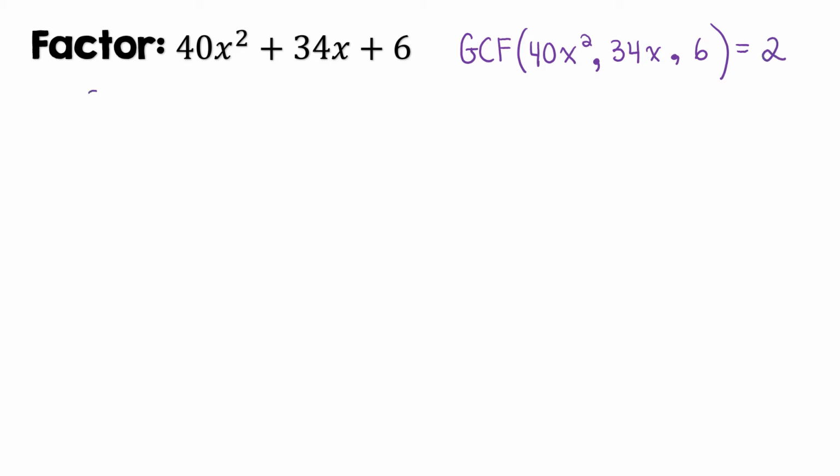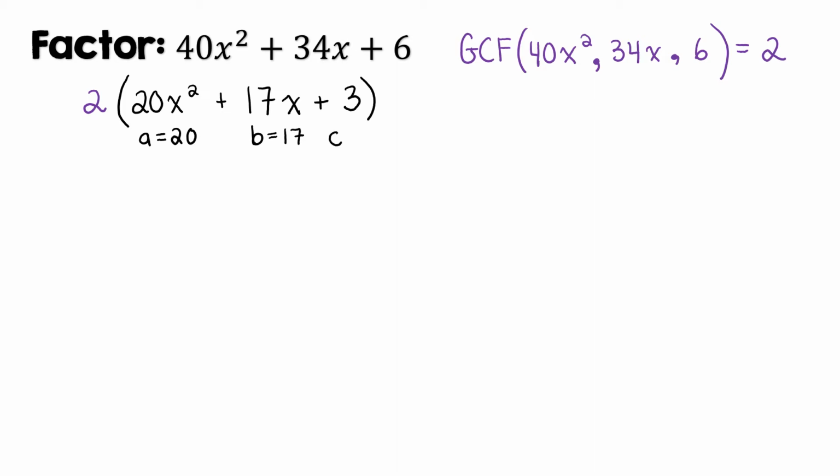So we can factor out a 2. Once we factor out 2, we're left with 40x squared divided by 2 is 20x squared, plus 34x divided by 2 is 17x, plus 6 divided by 2 is 3. Now we can identify our a, b's, and c's. So here we have a is equal to 20, which is a lot different from that a is equal to 1 that we're used to. We have b is equal to 17, and c is equal to 3 for this inside polynomial.